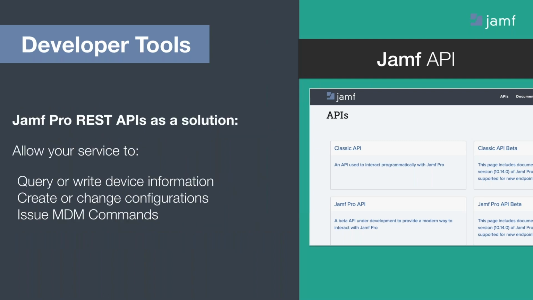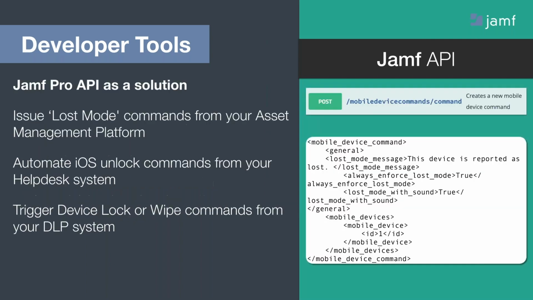Jamf Pro has a RESTful API that allows your service to query or write device information, create or configure computer and iOS configurations, as well as issue MDM commands. So let's take a look at a few examples of what you might build with the Jamf API. To use the Jamf Pro API as a solution, one thing that Jamf Pro can do is send mobile device commands. And it's possible that your app or service could benefit from this as well.